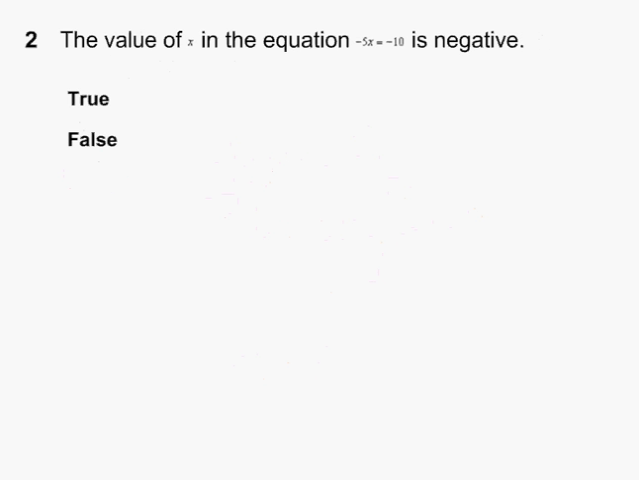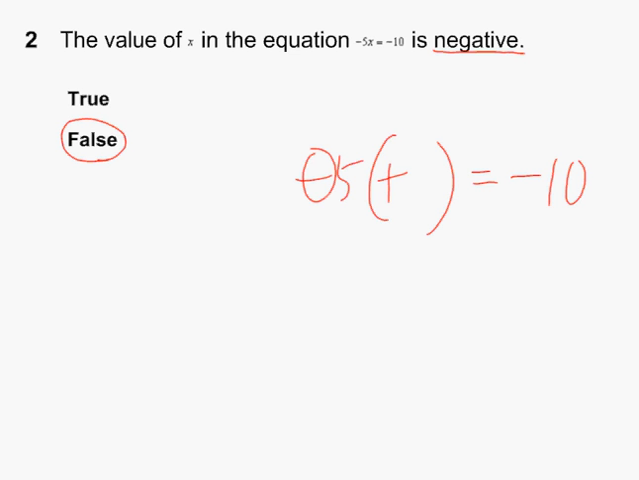In the second question, the value of x in the equation negative 5x equals negative 10 will be a negative value. The answer is false, and the reason why is whatever number goes in that bracket where the variable is, I know that it has to be a positive value. I know it's going to be positive because my integer rule says a negative multiplied by a positive gives me a negative. I don't care what the value of the x is, I just know it has to be a positive value, so the answer is false.